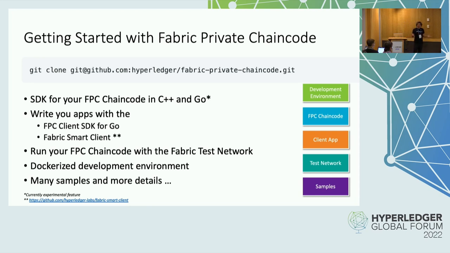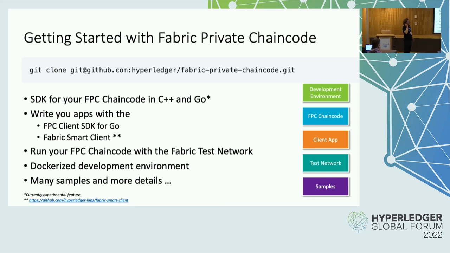The easiest thing you can do, get out your laptop and type this command in the console, and then you get everything you need to get started with Fabric Private Chaincode. So in our repository, we have an SDK to build Fabric Private Chaincodes in two languages right now, C++ and Go, which I'll talk more about in a second.